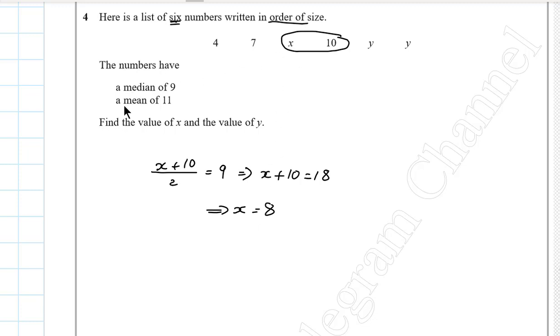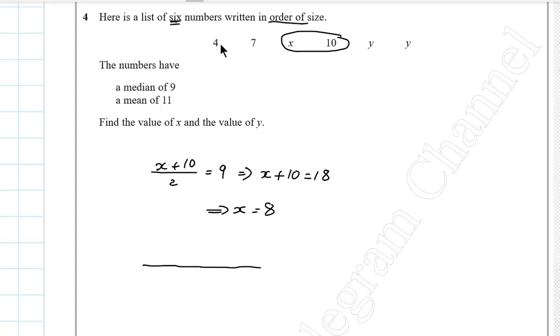Okay. A mean of 11. We have the value of the mean. Find the value of x and y. We get x already. How can we use the second information about the mean? We can get the sum of all numbers here.